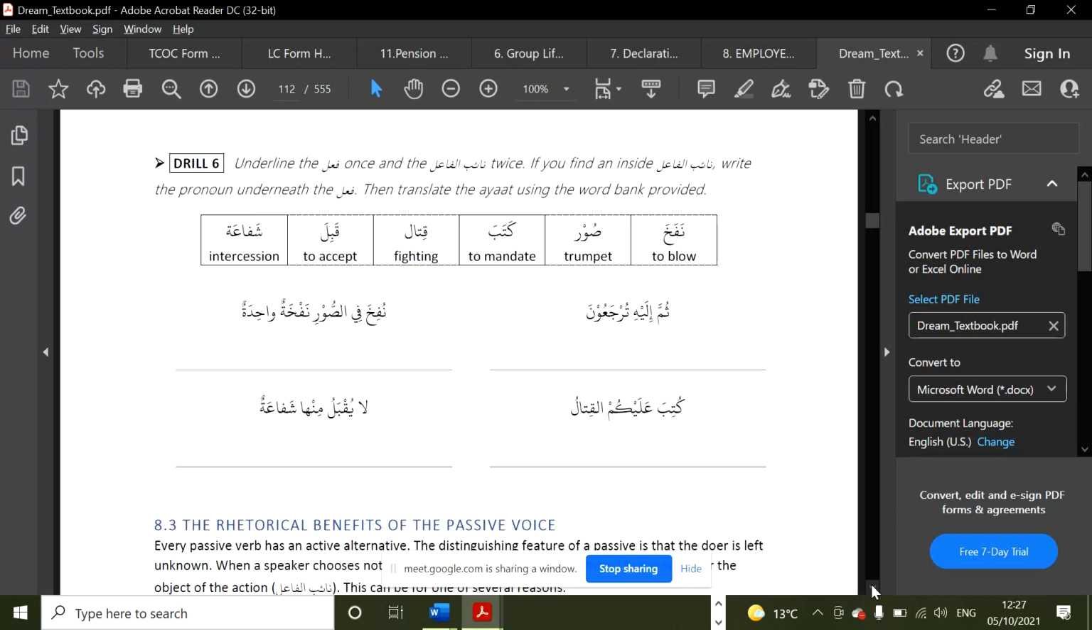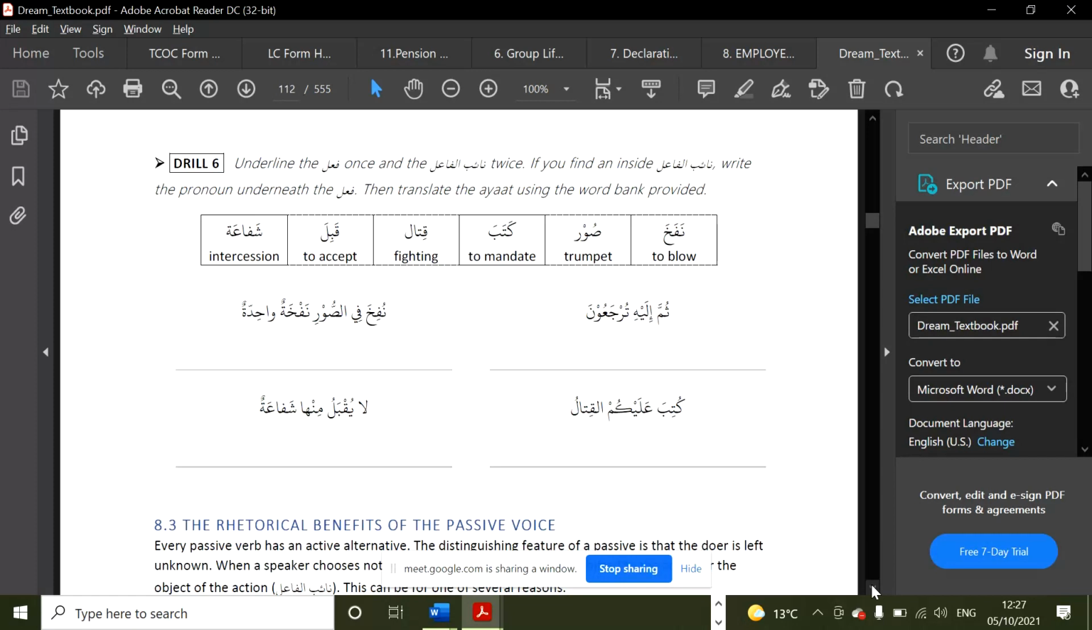With the madi, the second letter is given a kasra, and everything before that is a dhamma. Okay. And what about the mudari'? In the mudari', the first letter is given a dhamma, then all the rest fatha, and the last is left alone. So what did I say? In case of madi or mudari', the first letter is always a dhamma, right?